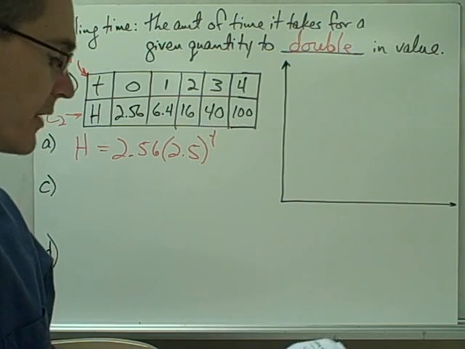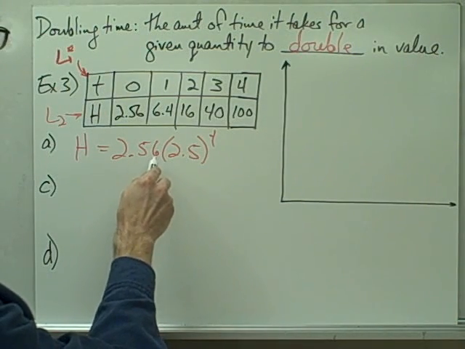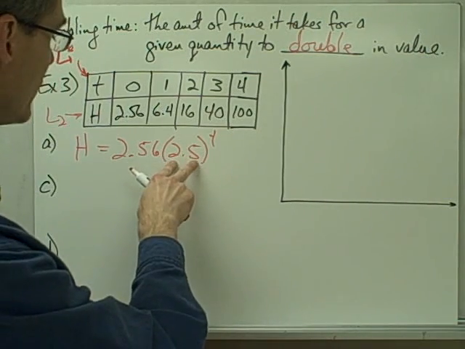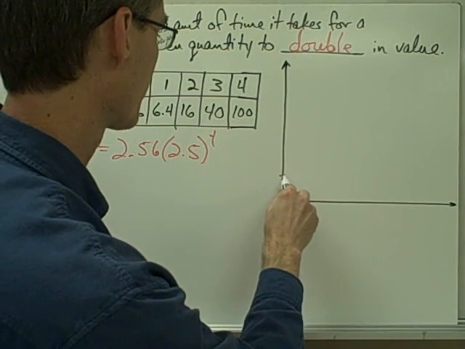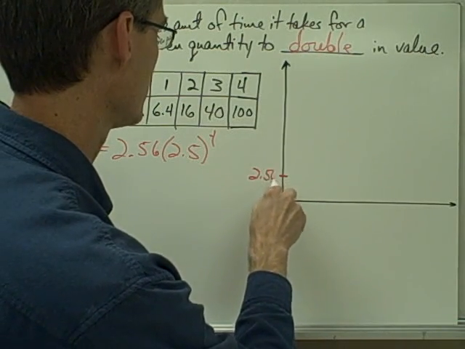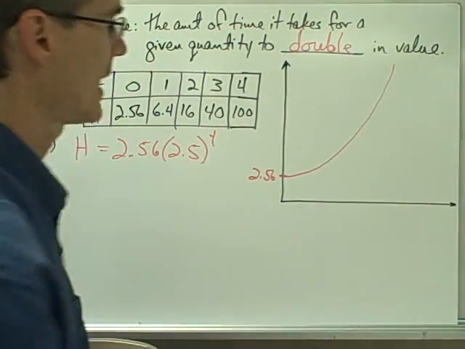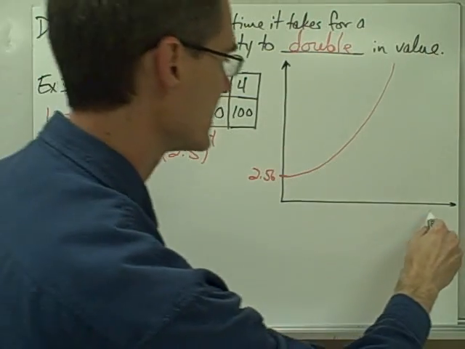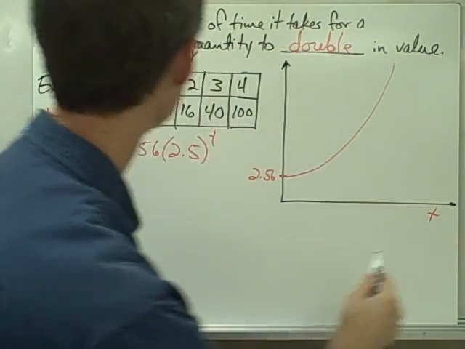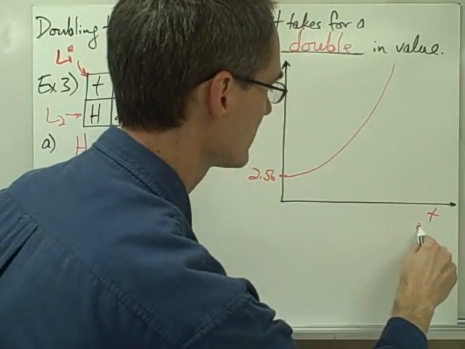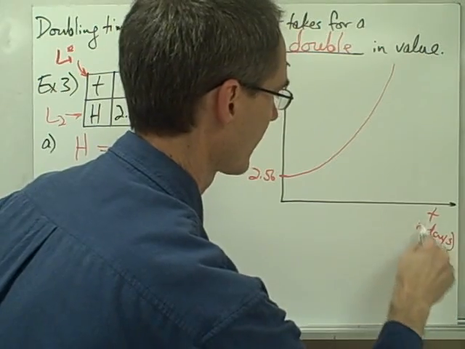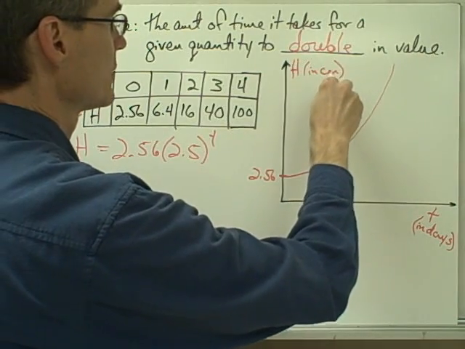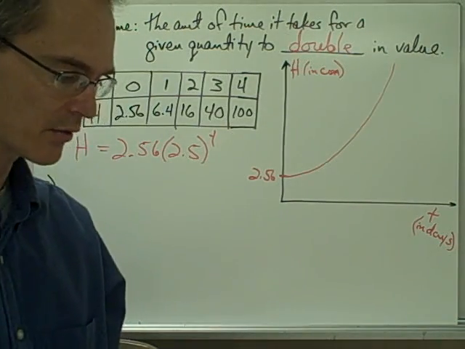It says sketch a graph of this function. All right, so my initial value is 2.56. I know that this is an exponential growth function, so the value of my function is going to be increasing. So let's say 2.56 is down here, and that's what my function is going to look like, an exponential growth function. And while I'm at it, let me go ahead and label my axes. Again, I have t. This time t is in days. And this is h, which is in centimeters. All right, so there's a sketch of my graph.